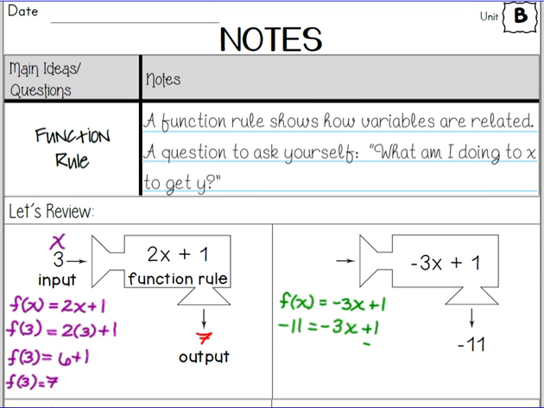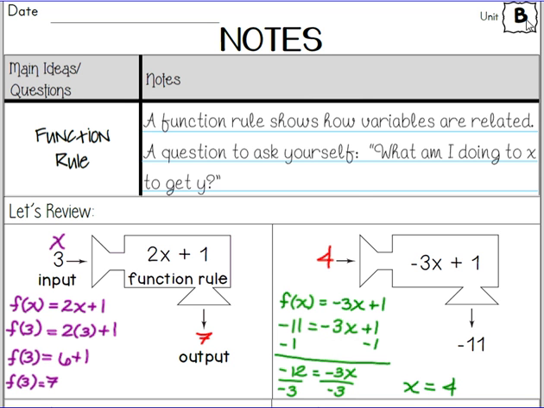And then we would just solve this equation for x. So we would subtract 1 from both sides of the equation, and we would get negative 12 equals negative 3x. And we would divide both sides by negative 3. So our x value in this case would be a positive 4. That means that our input value with this function would be 4 if our output is negative 11.